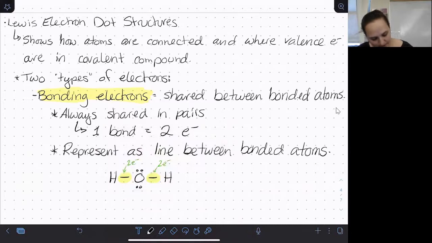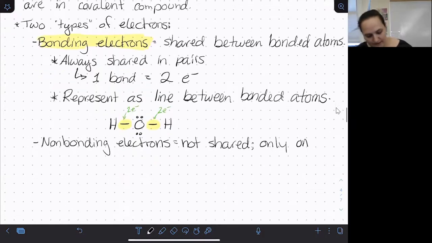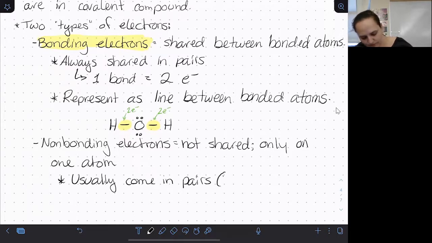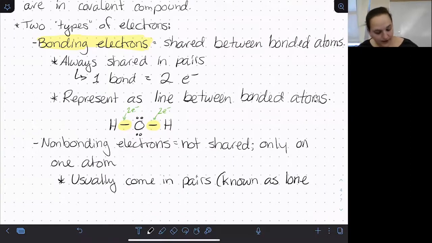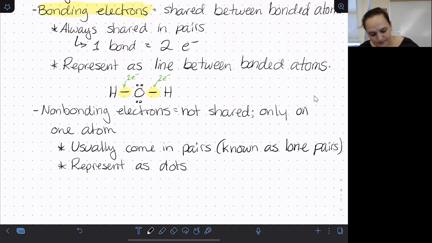We also have non-bonding electrons. So these electrons are not shared. They're only on one atom. These also usually come in pairs, but they don't technically have to. So these pairs of non-bonding electrons are referred to as lone pairs. And we represent these as dots in our Lewis structures.